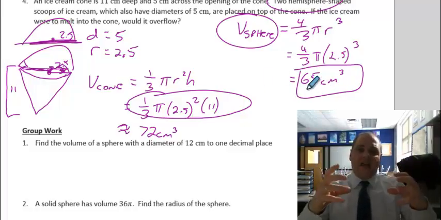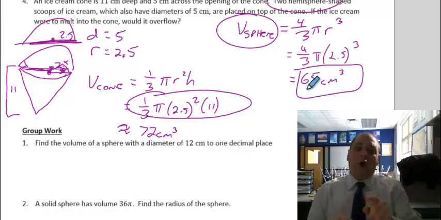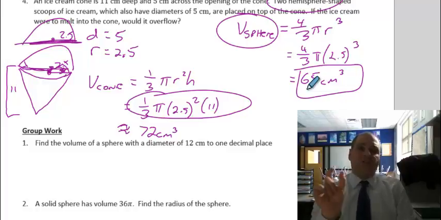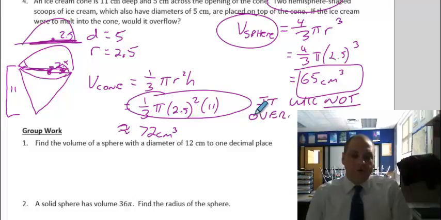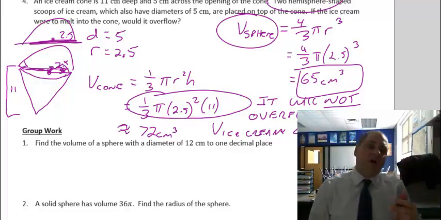So there's 65 cubic centimeters of ice cream, and the cone holds 72 cubic centimeters of ice cream. So if all that ice cream melts into the cone, it will not overflow because the volume of the cone is greater than the volume of the ice cream. So we have to explain that. It will not overflow because the volume of the ice cream is less than the volume of the cone. Or you could say the volume of the cone is greater than the volume of the ice cream, right?